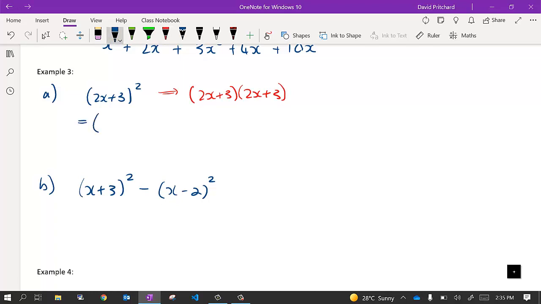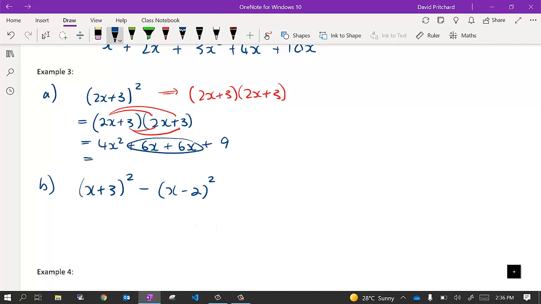That's up to you. So we've got 2x plus 3 multiplied by 2x plus 3. And when we expand that out, we've got our 4 multiplications. So we've got 4x squared plus 6x plus 6x plus 3 times 3, which is 9. These guys are like terms, and we end up with 4x squared plus 12x plus 9.